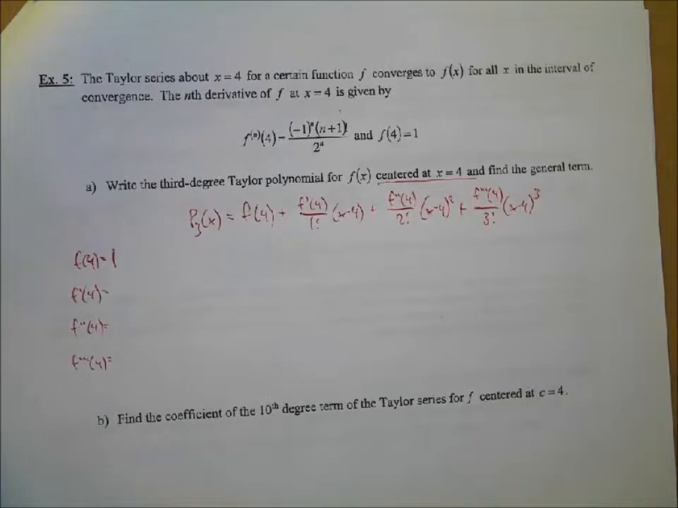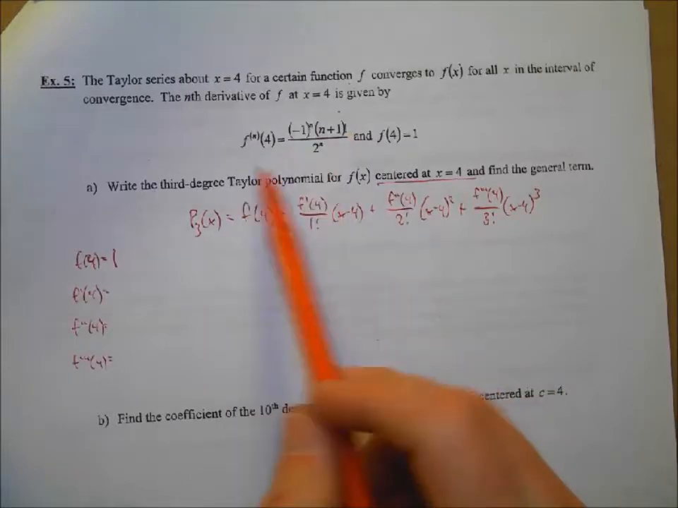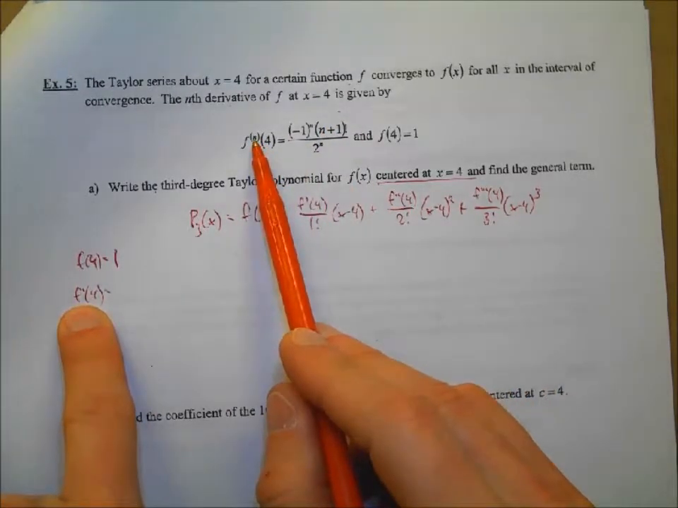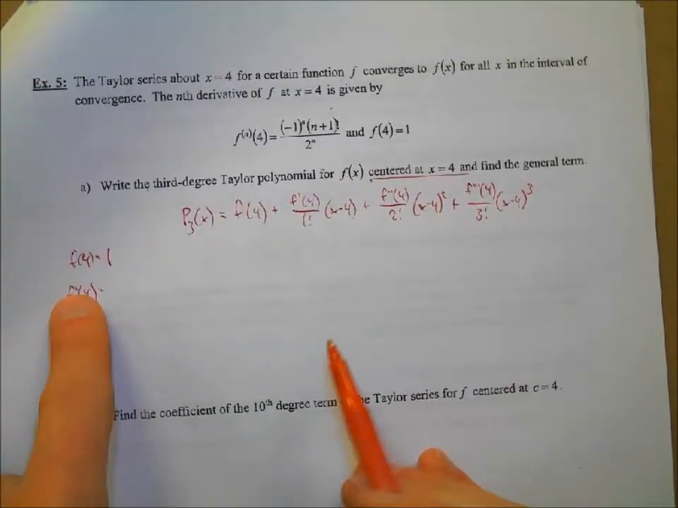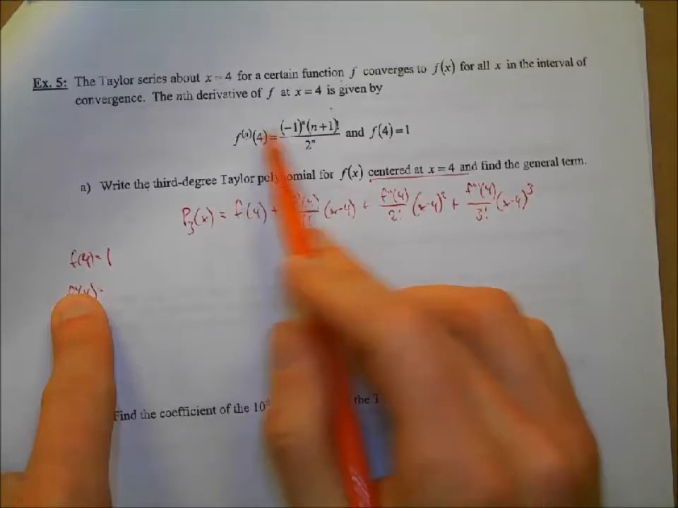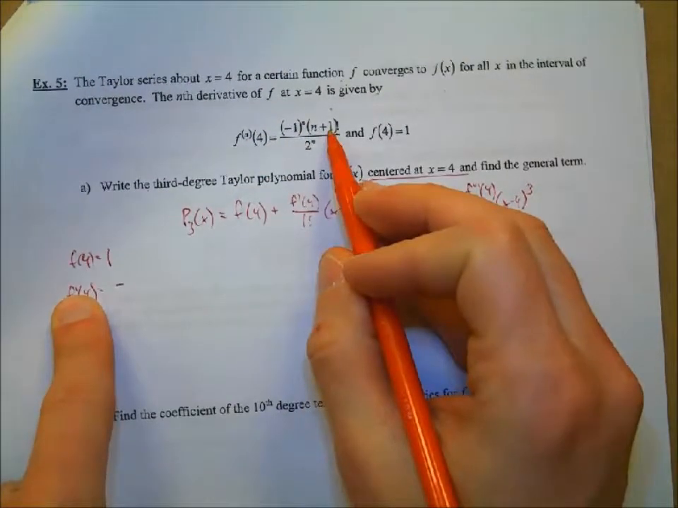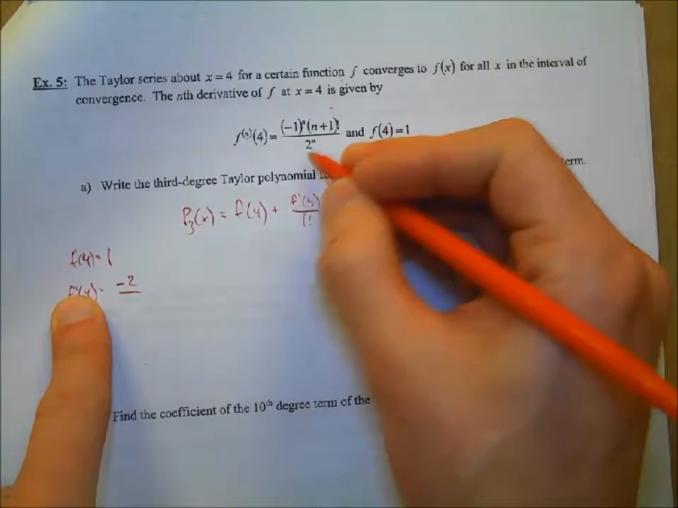f prime of 4. Well, now where do we go to find f prime of 4? We're going to go to this thing right here. If we're trying to find f prime of 4, what is our n? 1. The number in the parentheses means the number of the derivative. f prime is the first derivative, so 1 goes in for n. So we're going to have a negative. 1 plus 1 is 2 factorial, so negative 2 factorial over 2 to the 1, which is just 2.